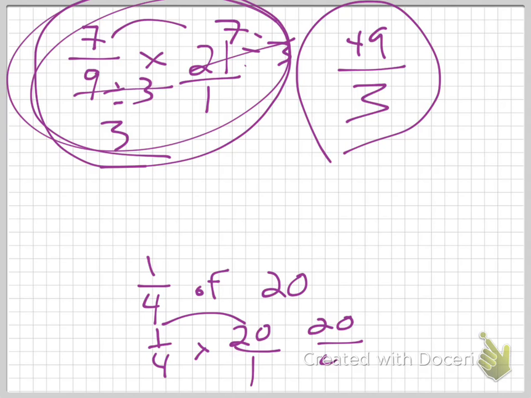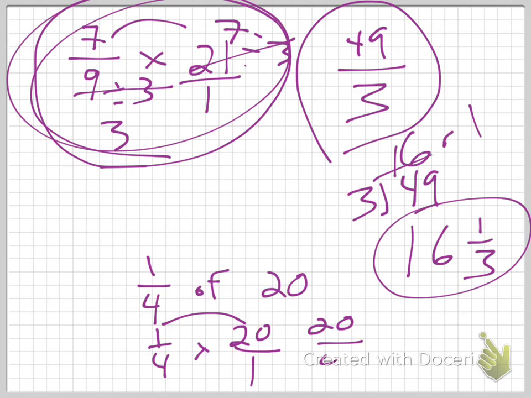Now we have a problem though. 49 thirds is improper. Got to change that to a mixed number. 49 divided by 3 comes out to 16 remainder 1. Sorry, 16 remainder 1. What is that? 16 and 1/3. And there's my answer. Does that make sense?